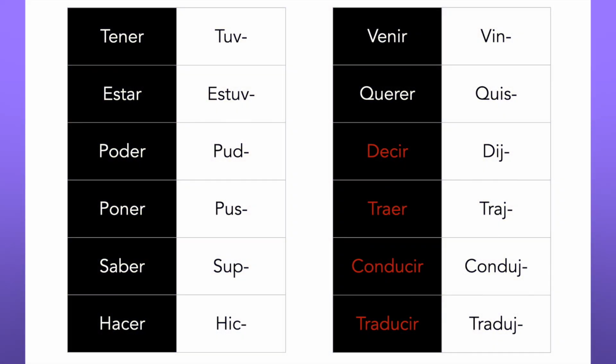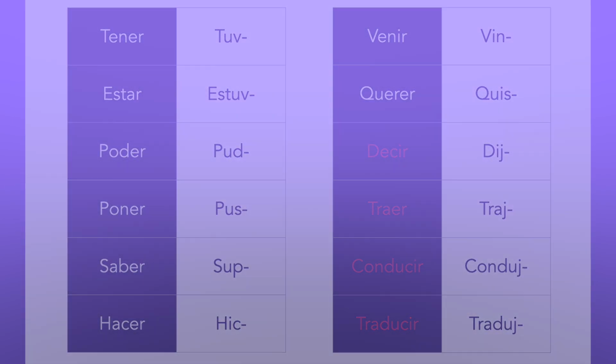So these are the irregular preterite verbs that you really ought to know. And notice they have differences. For example, tener, you would think, okay, so drop the ER and then I'm gonna add these endings. No. So this is how you start off all of these verbs. Vamos a practicar. Tener, tuve. Estar, estuve. Poder, pude.